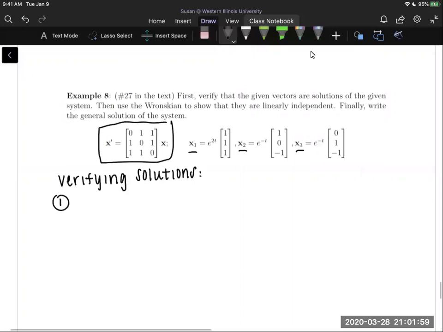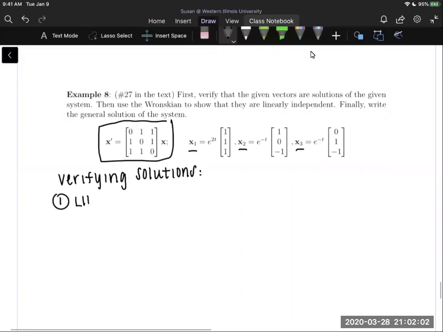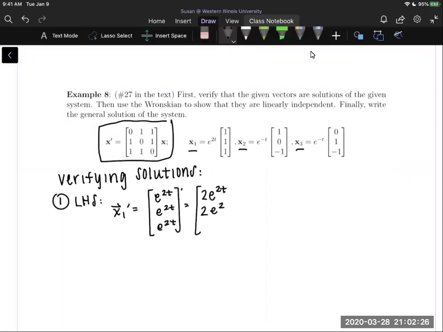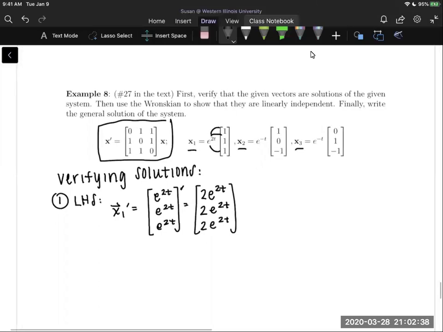So let's compute the left-hand side. So x1 prime is going to be, maybe I'll write it this way, the derivative of this matrix, which is a 2e to the 2t, 2e to the 2t, and 2e to the 2t. So you'll notice all I did was distribute this e to the 2t into each piece and then take its derivative. So this is a little prime notation. This is the left-hand side. Now let's take a look at the right-hand side.